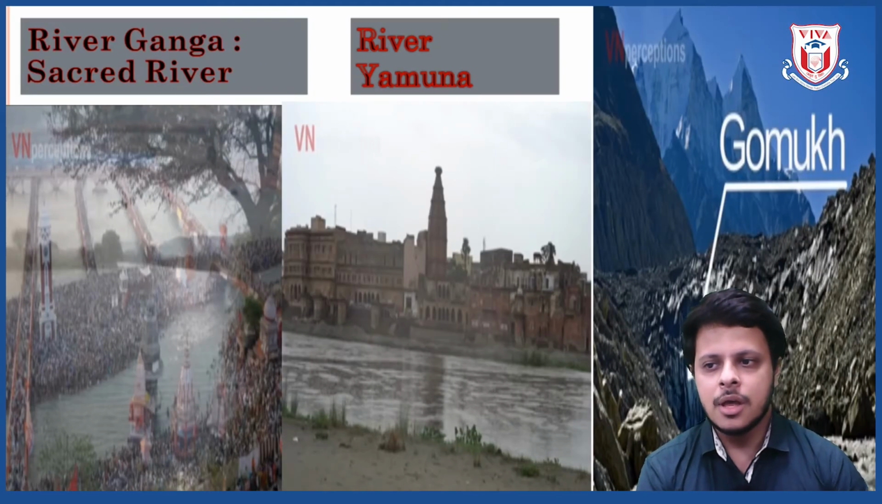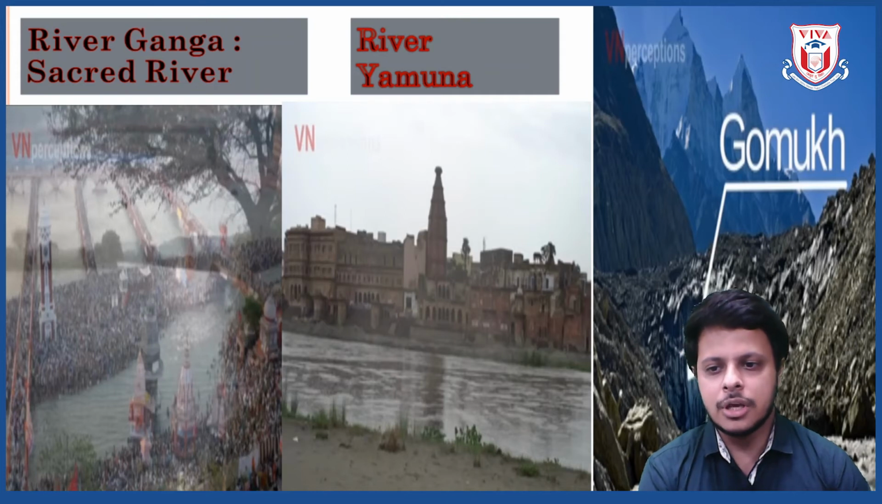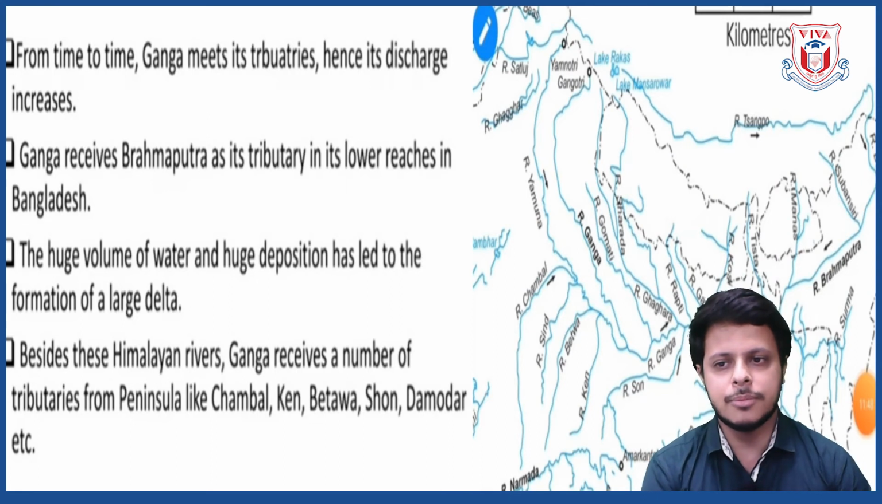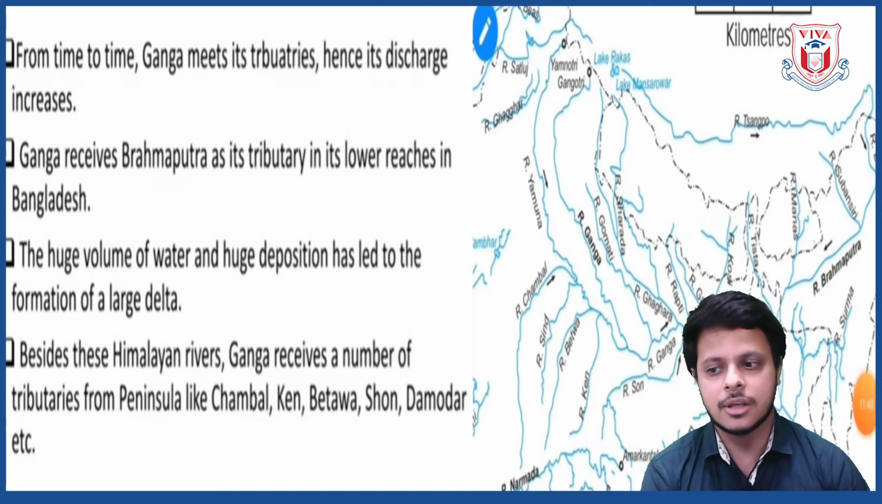So, you can see over here, river Ganga is also known as the sacred river or holy river, river Yamuna and the Gomukh near the Mansarovar. From time to time, Ganga meets its tributaries, hence its discharge increases. Ganga receives Brahmaputra as its tributary in its low reaches in Bangladesh. The huge volume of water and huge deposition has led to the formation of a large delta region. Besides this Himalayan rivers, Ganga receives a number of tributaries from peninsula like Chambal, Ken, Betava, Shan, Damodar, etc.